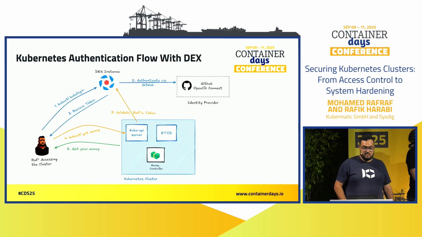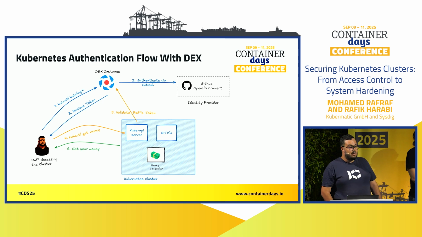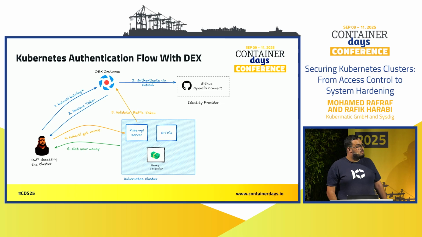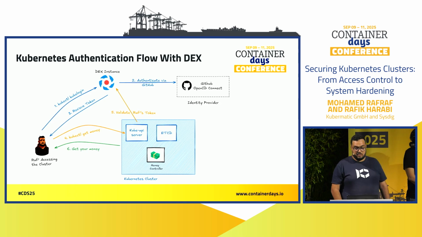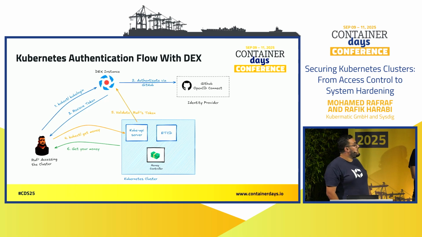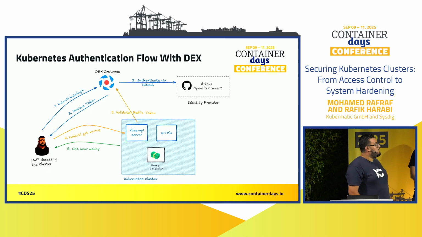So here, let's see how the Kubernetes authentication flow with Dex works. Firstly, I will use kubectl with a specific plugin like kubelogin in order to trigger the authentication process. Dex will redirect me to GitHub to finish the authentication. Once GitHub validates me, Dex will issue a token and give it back to me. So every single API request that I send now to the Kube API server will include this token.